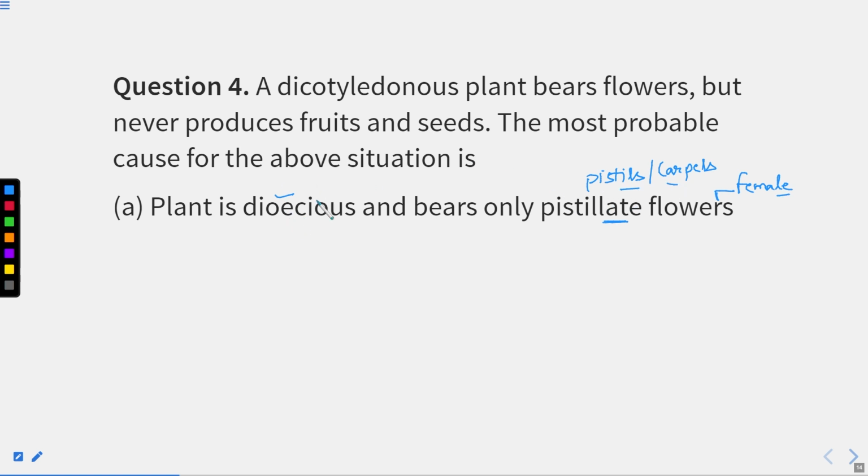And the plant is dioecious. What does dioecious represent? It represents the unisexual condition. So dioecious means that the male and female reproductive organs or structures are present on different plants. This is what dioecious is.